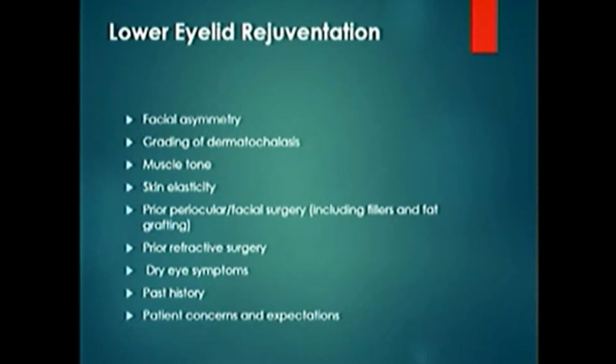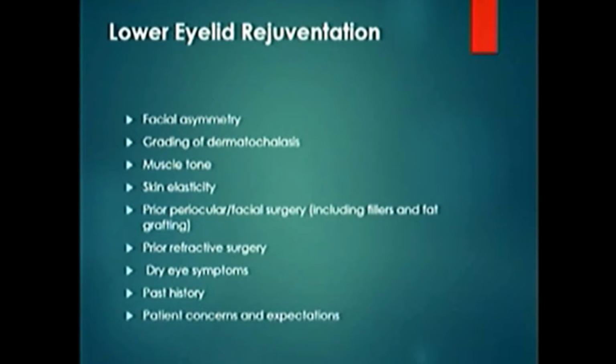For lower eyelid blepharoplasty, again, before considering the patient for surgery, you need to look for facial asymmetry, grading the dermatochalasis. Muscle tone here is more important than the upper lid. Also, you need to look for skin laxity and lower lid laxity, because if you don't address that during surgery, the patient will develop ectropion or lid retraction. So it's good to treat it and address it during surgery.